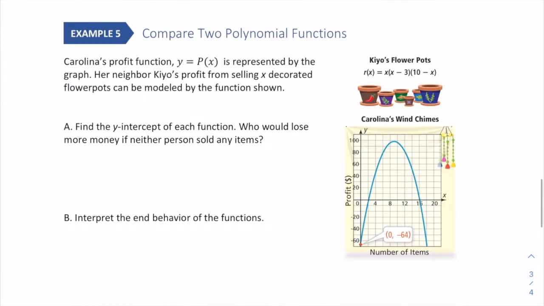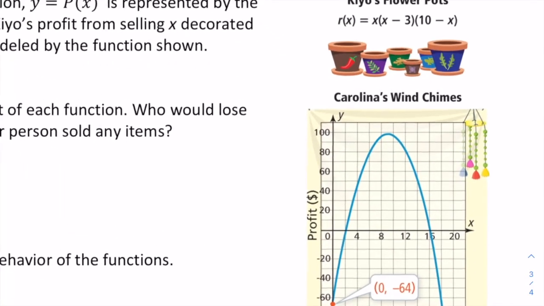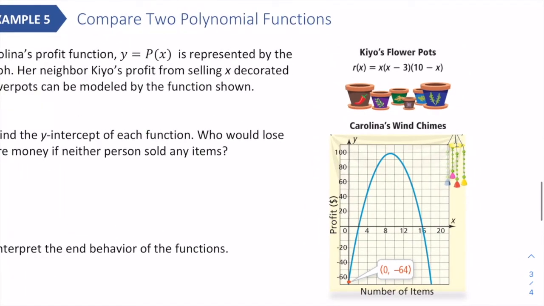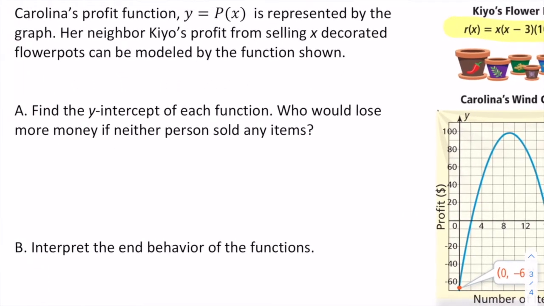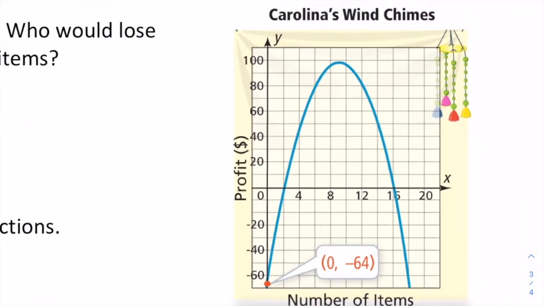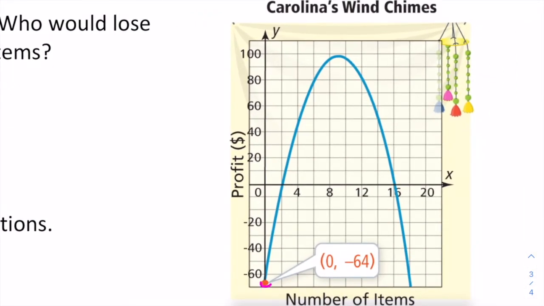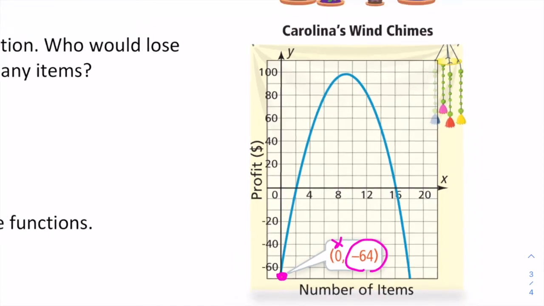All right, now let's compare stores. So say we have Carolina's store right here, her wind chimes, and we're comparing Q's flower pots. Okay, and we are given the equation for his flower pots. Well, you can see the graph below for Carolina's wind chimes. And for each of them, we're going to find the y-intercept. Remember the y-intercept, I'm going to zoom in here a little bit, is down here. So whenever x equals 0, that means we didn't sell any wind chimes. It's going to have a y-intercept of negative 64.